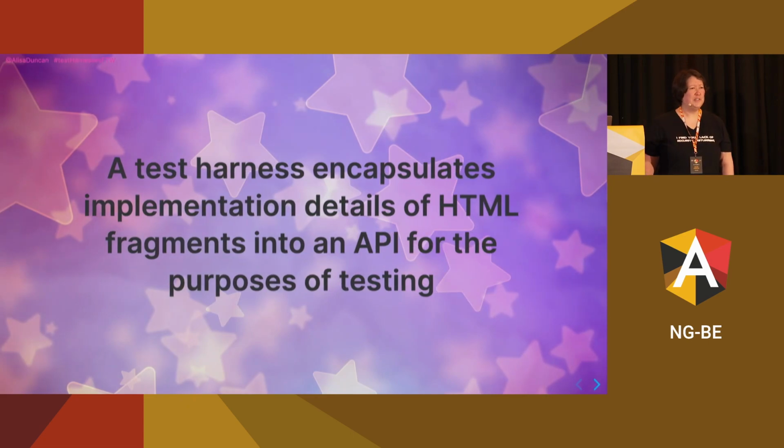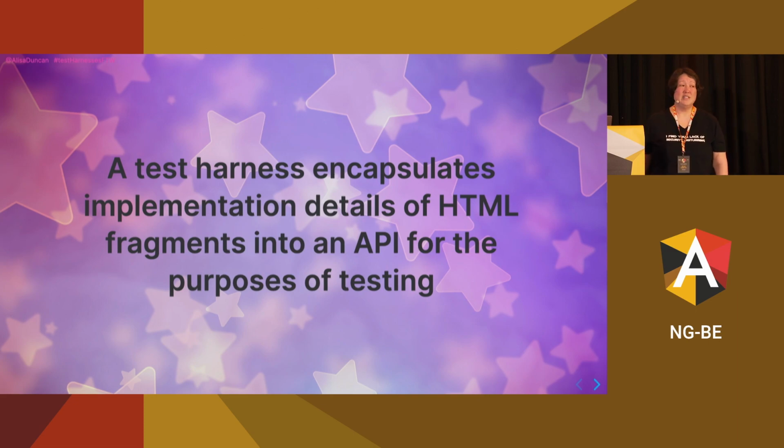Now, I mentioned test harnesses just a few times, even in that last slide, but never defined what it is. So a test harness encapsulates the implementation details of an HTML fragment, those are components in our world, into an API for the sole purposes of testing. Now, this is pretty cool when you think about it, because we're taking encapsulation, an object-oriented programming concept, bringing it into the front end, and bringing it into testing the front end. Now I think we're getting to pick and choose all the best parts of programming languages and bring it into what works for us. When we do this, we're able to have this encapsulation layer around the HTML API, which means we don't have to dig around in that anymore.